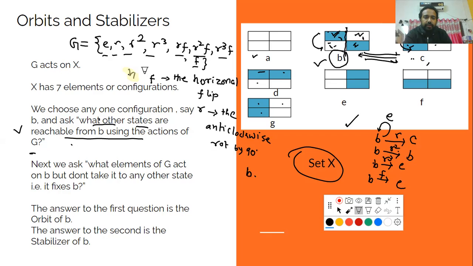What if we apply a rotation followed by the flip to B? Applying the rotation to B, we get C. And then applying the flip to C, let's see what happens. This blue will come here, this blue will come here. So we get a blue here and a blue here. And that's nothing but B.